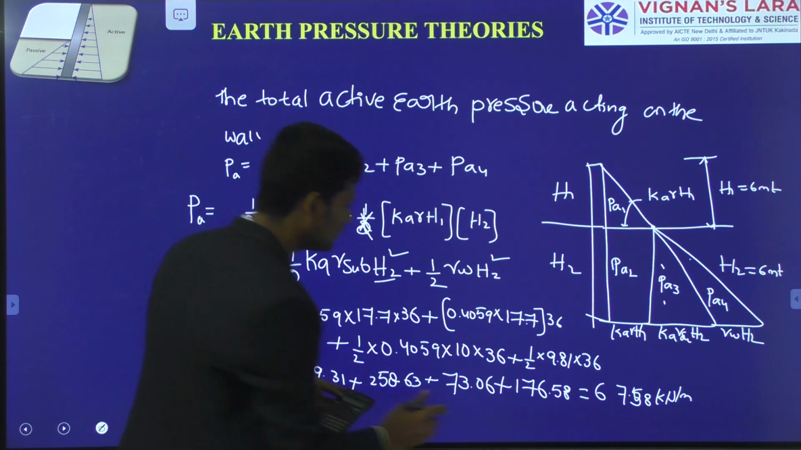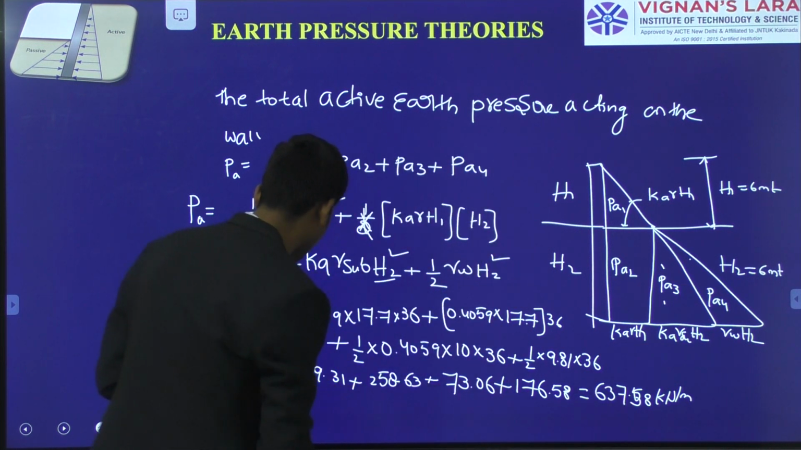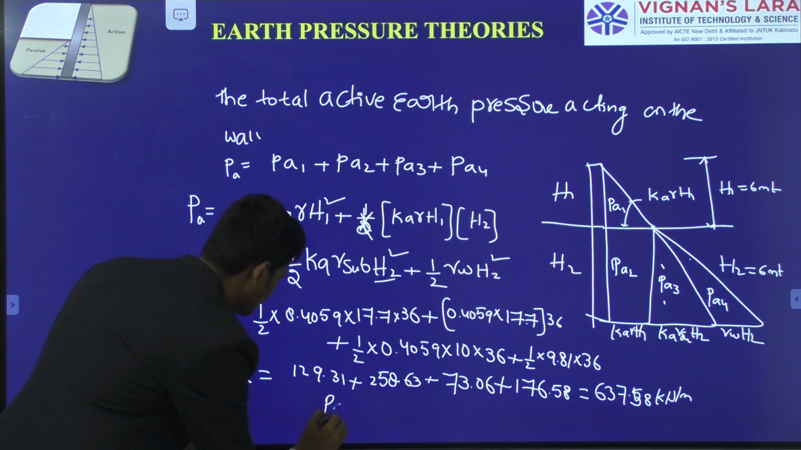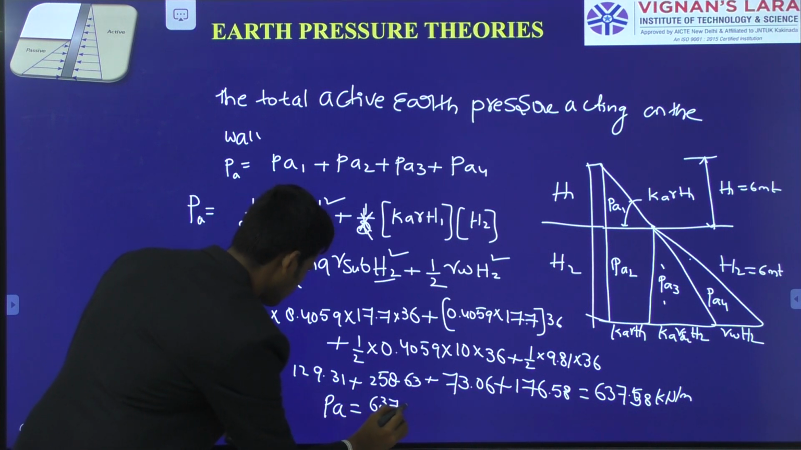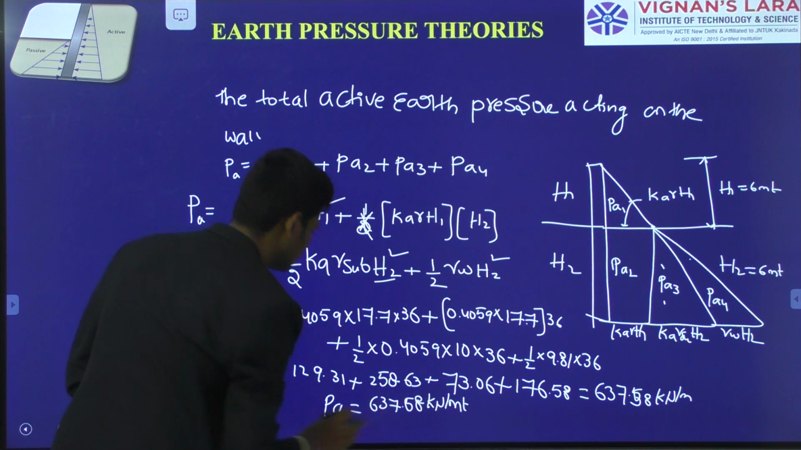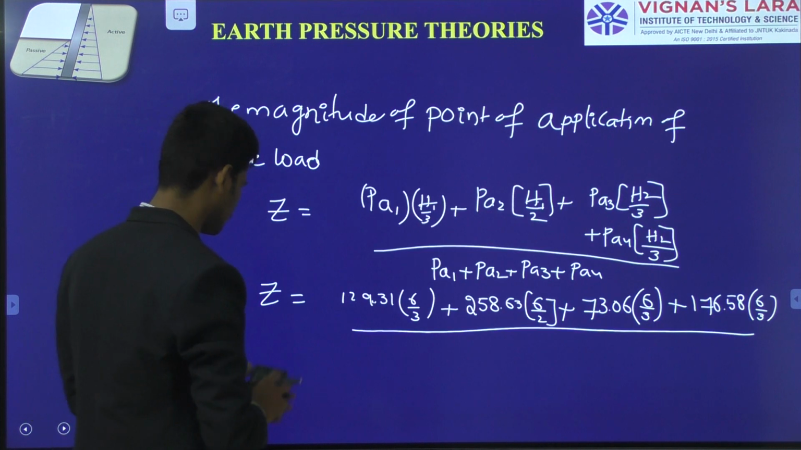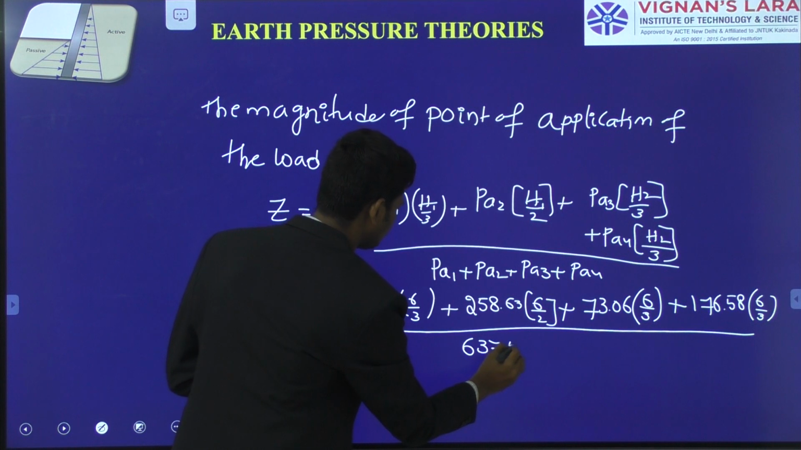Okay, and that we are here 637.58. If you see here the total PA value, we are having PA equal to 637.58 kilonewton per meter. Okay. Next I am writing this total value, but it will be 637.58.